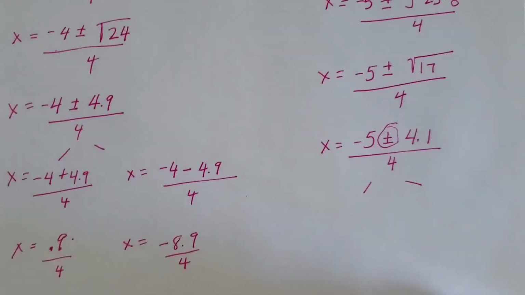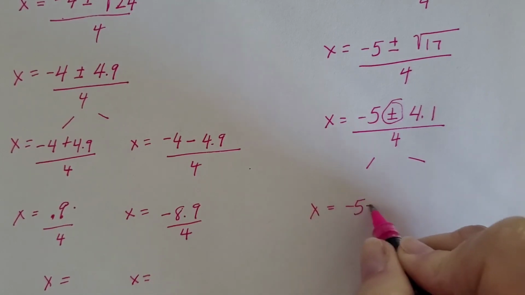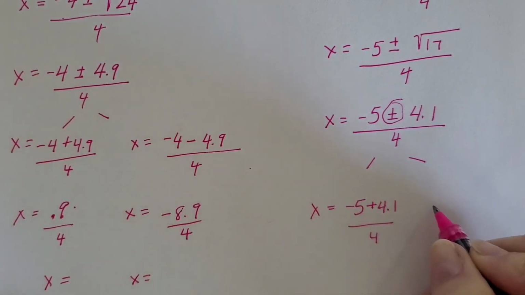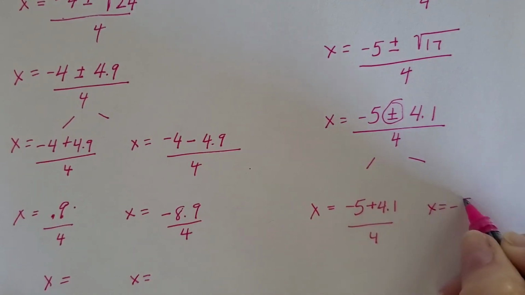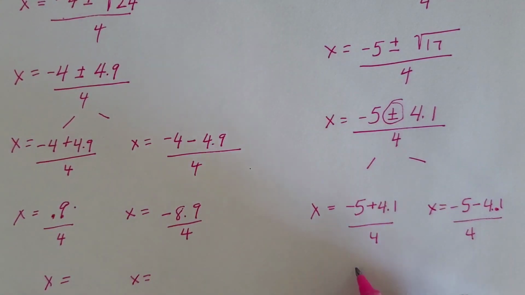And now we're at the point where we use the plus minus. This goes into two parts. X is equal to -5 plus 4.1 divided by 4, or x is equal to -5 minus 4.1 divided by 4. And again, I'll leave it to you to use your calculator to simplify that, but you'll come out with two solutions.